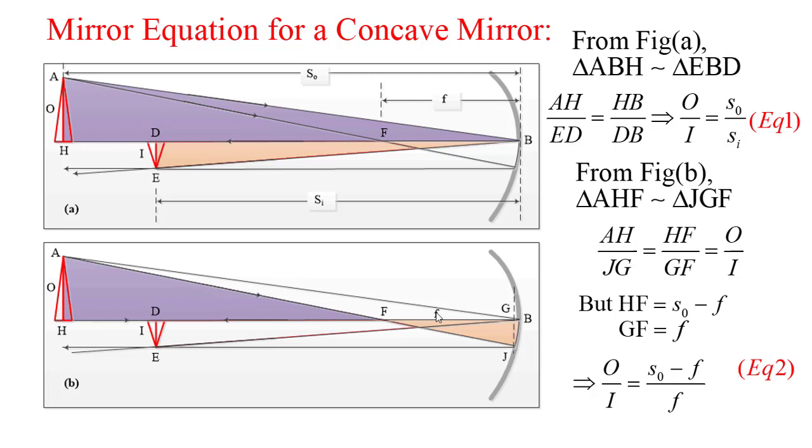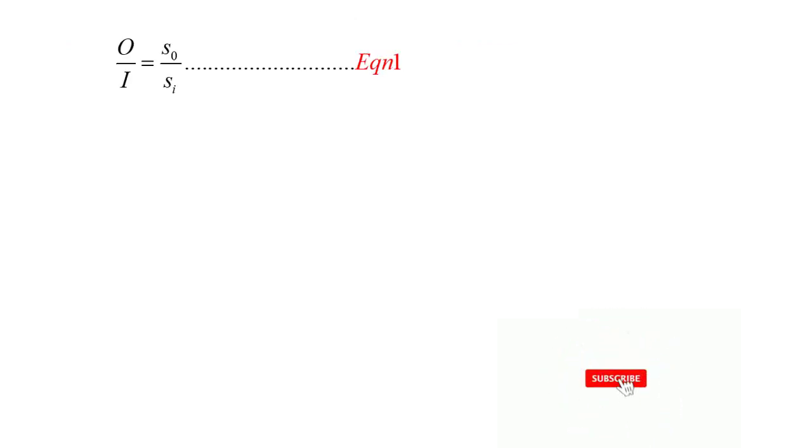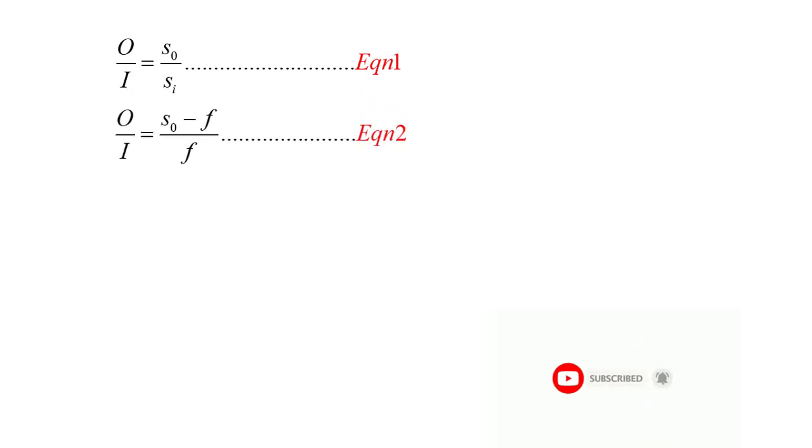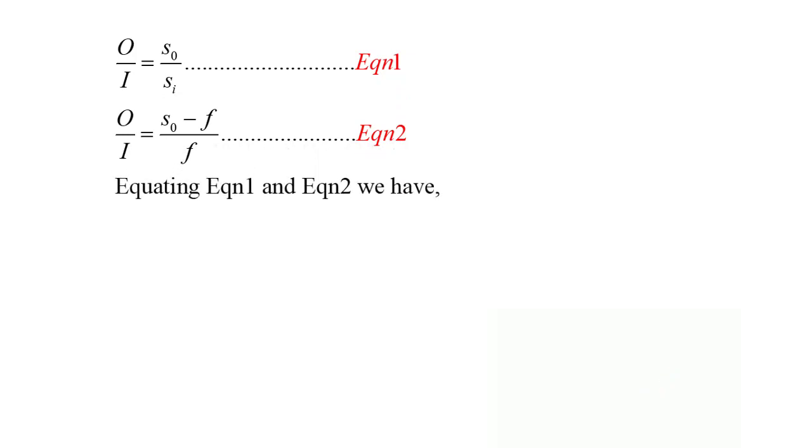And remember that from the first equation we also got O over I is equal to SO over SI. And from the second equation, O over I is equal to SO minus F over F. So O over I is equal to SO over SI, that is the first equation. O over I is equal to SO minus F over F, that is the second equation. Equating equation 1 and equation 2, we have, solving these two equations together, SO over SI is equal to SO minus F divided by F.